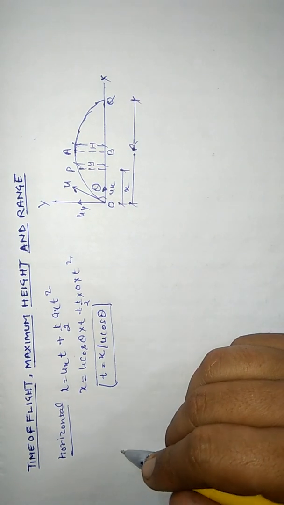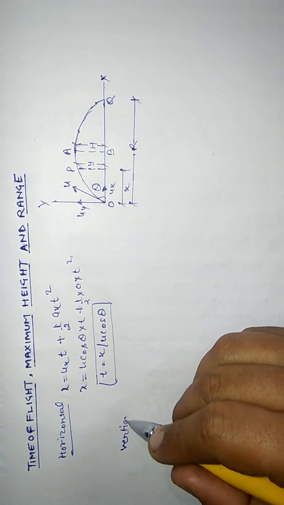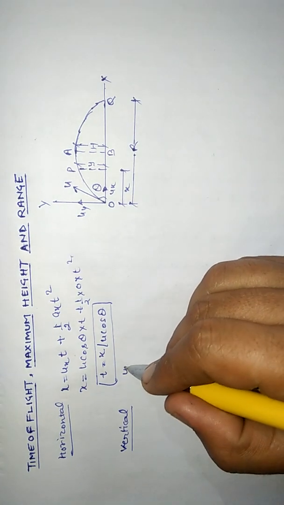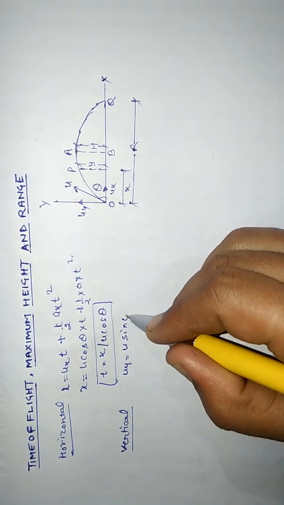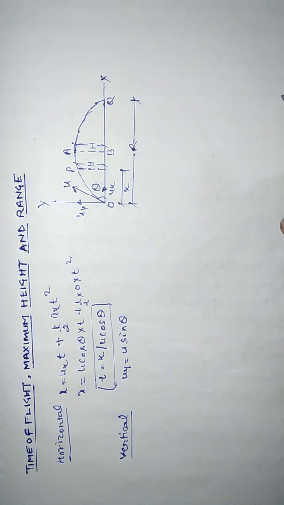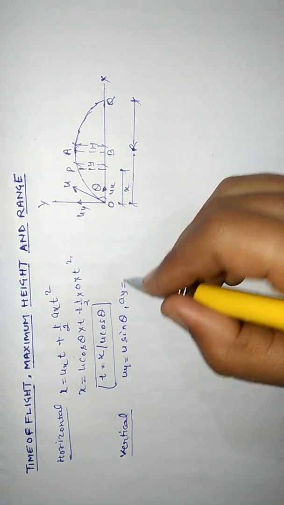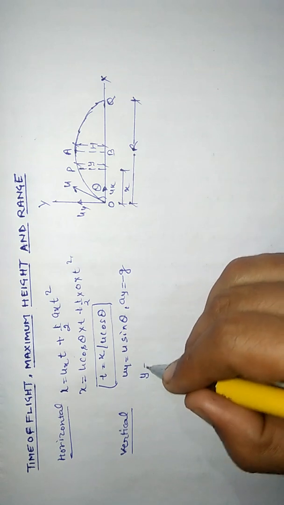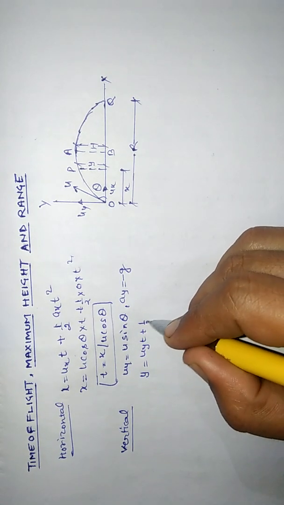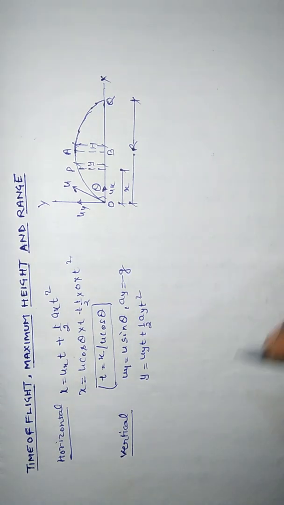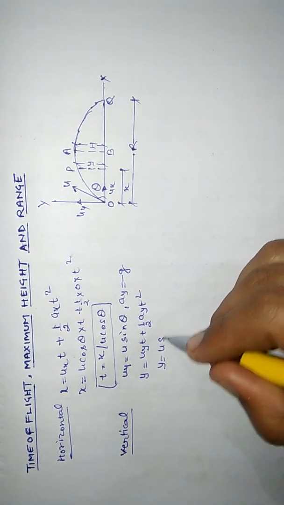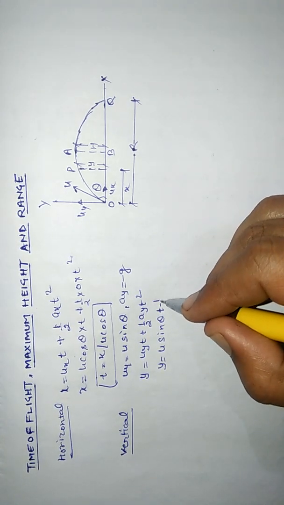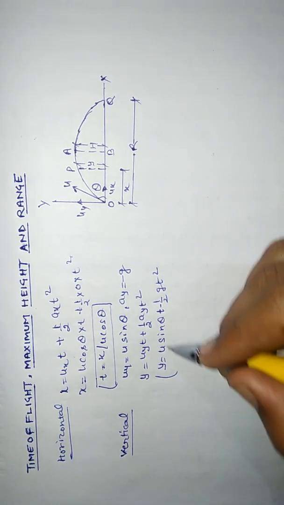Now for vertical motion, the velocity uy is equal to u sin theta, means the vertical component of velocity, and acceleration is equal to minus g. So from here we have the equation y is equal to uyt plus half ay t square, or y is equal to u sin theta into t minus half gt square.